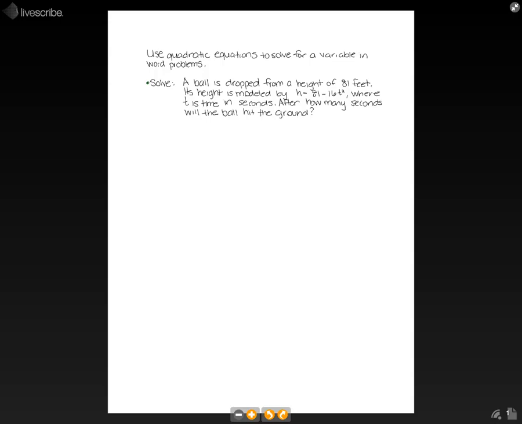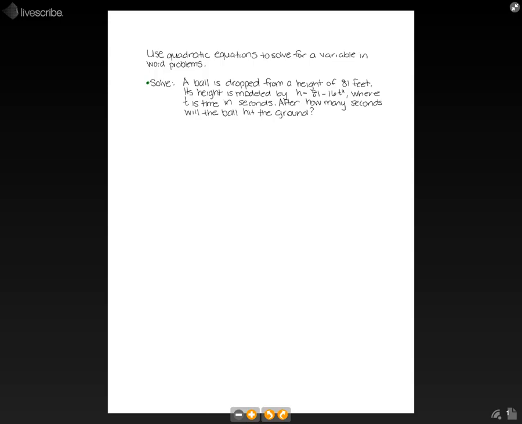This pencast will talk about using quadratic equations to solve for a variable in a word problem. Our word problem says, a ball is dropped from a height of 81 feet. Its height is modeled by h equals 81 minus 16t squared, where t is time in seconds. After how many seconds will the ball hit the ground?